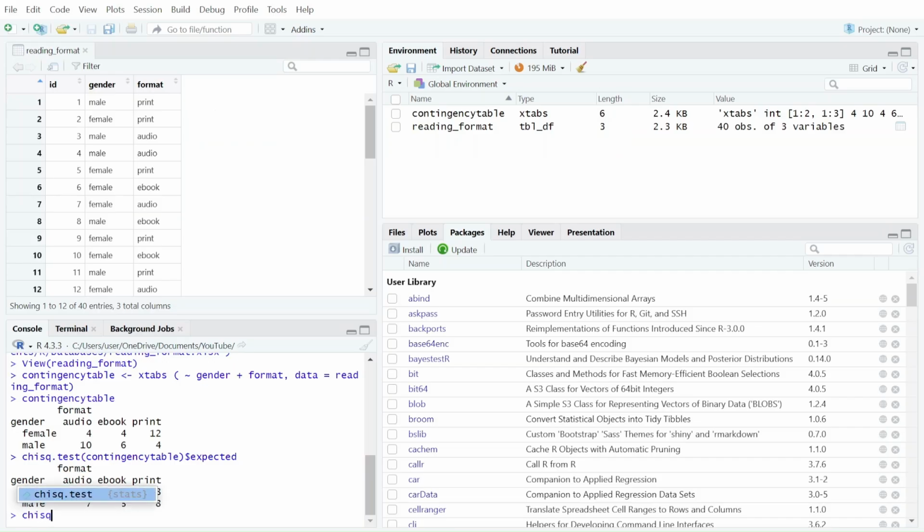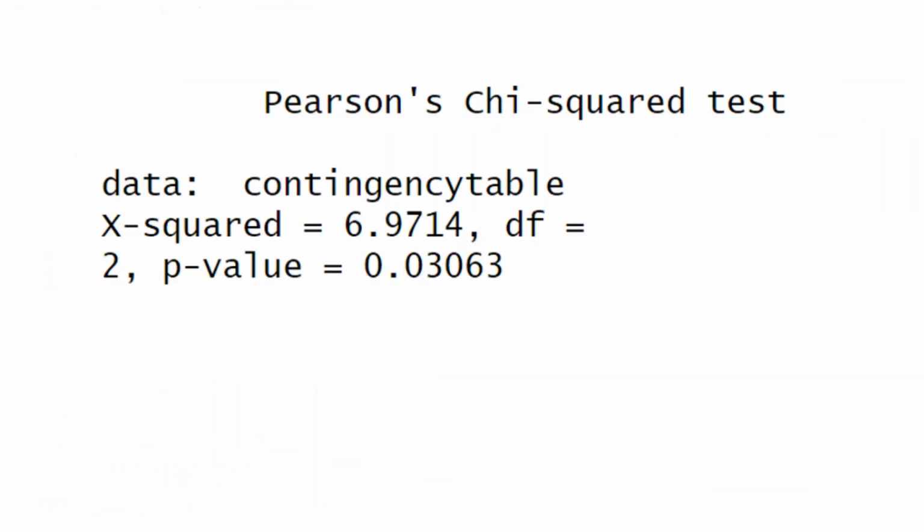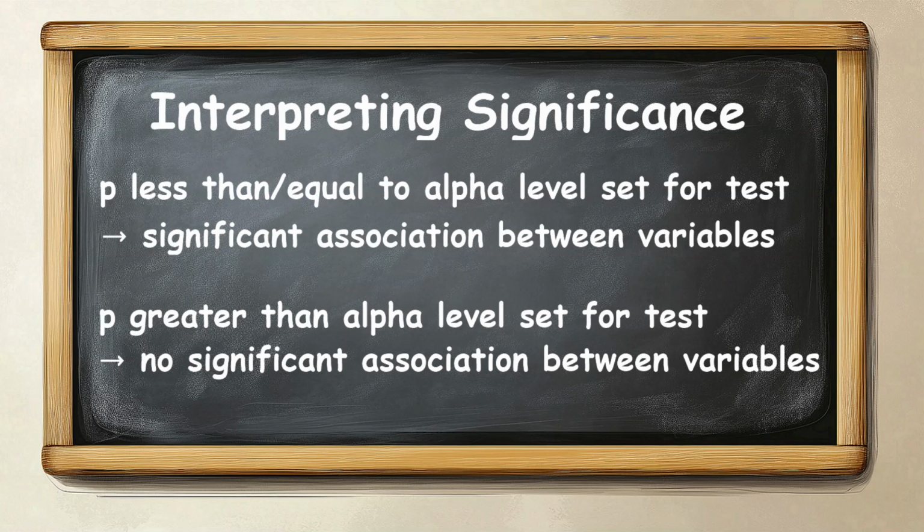Okay, so now we're ready to perform the chi-square test in R. The command is on screen. Again, just remember to replace contingency table if you gave your contingency table another name. I'll just type this in the console and select the Enter key to execute the command. So let's have a look at the results of our test. The most important thing to look at here is the p-value. A p-value that is less than or equal to the alpha level we have set for the test indicates a significant relationship between the variables.